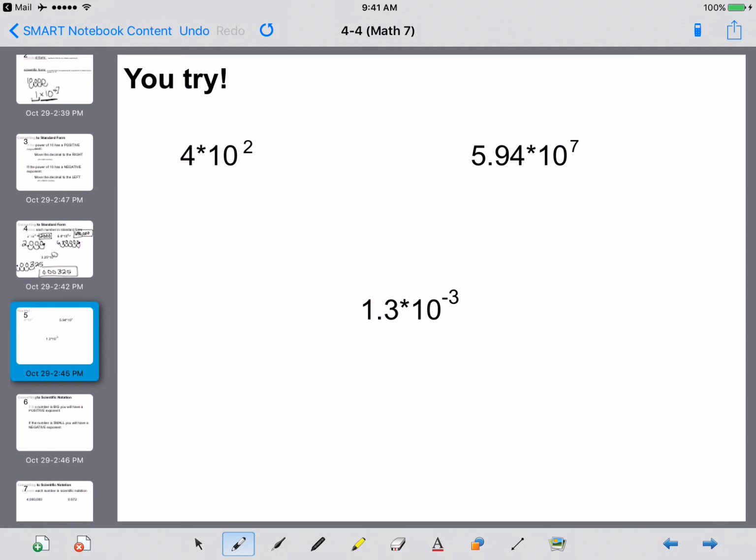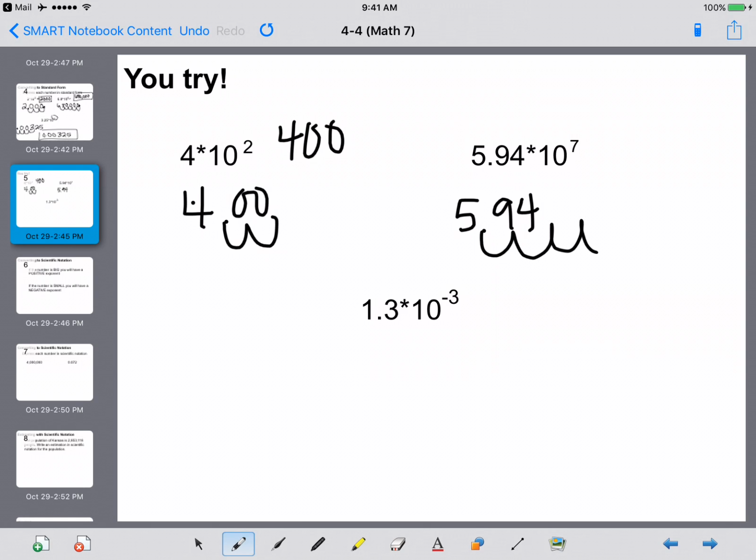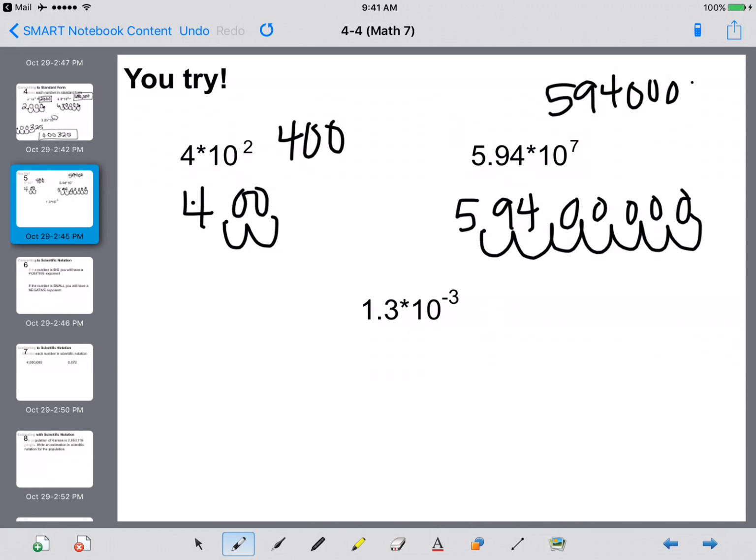So you can go ahead and try these ones and check back with me, just making sure you're moving the proper direction. So 4 times 10 to the 2nd, move it over 2, so we've got 400. 5.94 times 10 to the 7th, so 1, 2, 3, 4, 5, 6, 7. Fill in all those zeros. It's a big one. 594 with 5 zeros. Put my commas in. So 59,400,000.